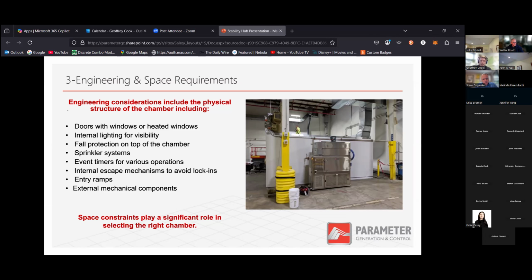And then maintenance considerations, the external mechanical components. Again, this unit that you see on the slide is a floor mounted unit. We do make a model of this unit that can sit on top of the chamber. What does your real estate look like? Do you want the unit on the floor or on top of the chamber?